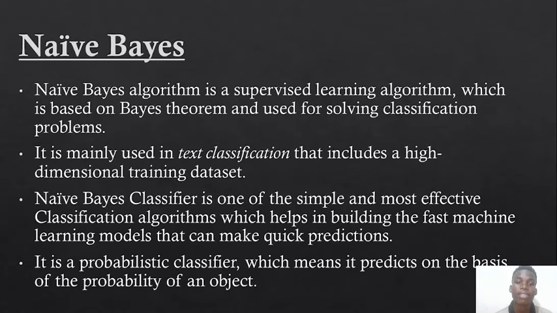So the naive Bayes algorithm is a supervised learning algorithm, which is based on Bayes theorem and used for solving classification problems. It is mainly used in text classification that includes a high-dimensional training dataset. The naive Bayes classifier is one of the simplest and most effective classification algorithms, which helps in building fast machine learning models that can make quick predictions.